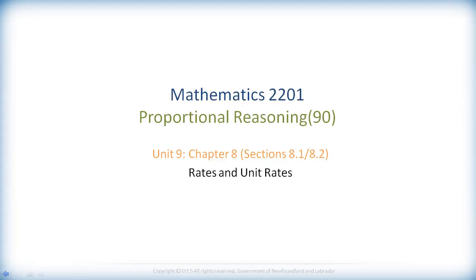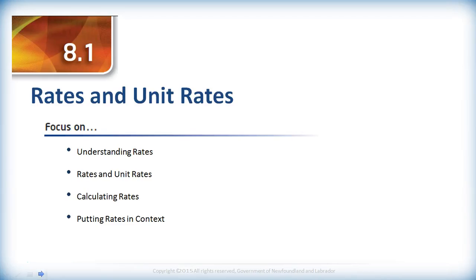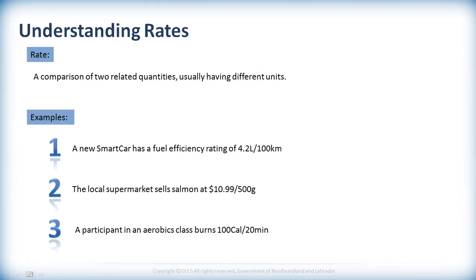Proportional reasoning, which is technically, according to your curriculum guide, Unit 9 in this course, but it's actually the 8th chapter in your textbook. We're going to start with sections 8.1 and 8.2, looking at some bits and pieces of those today. We're going to talk about rates and unit rates and what those things mean. We're going to try and understand what rates are, compare rates and unit rates, talk about how we calculate rates, and then put rates in some kind of real-world context. So let's get started.